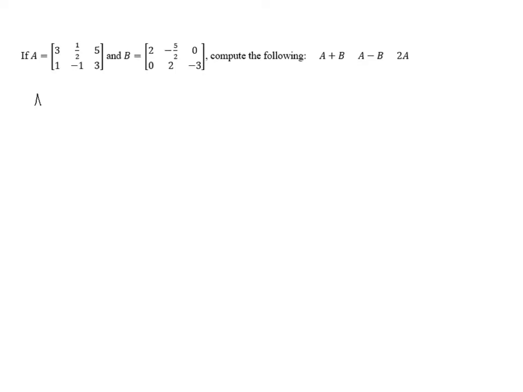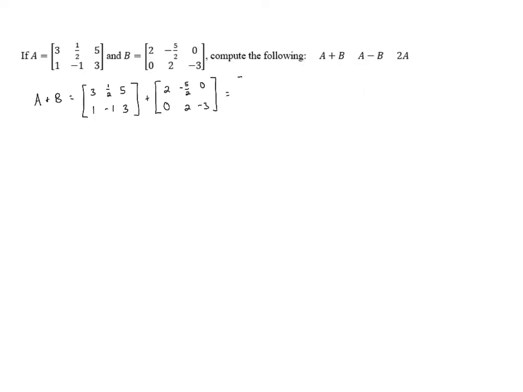When we want to calculate A plus B, we're looking to add these two matrices, and we can always add two matrices so long as their dimensions are the same. In this case, these are both 2 by 3 matrices, so we can add them together. And we do that by adding the corresponding entries, meaning the entries in the same location for each one.